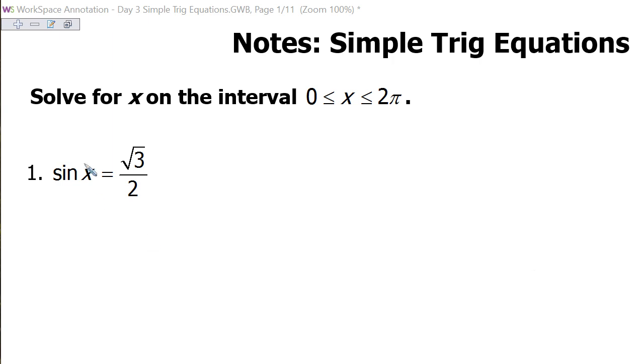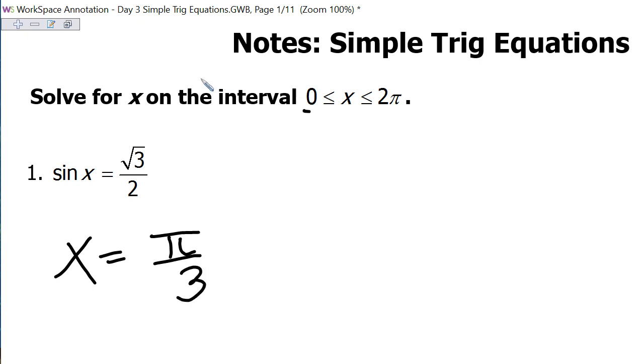Pi over 3? Which would be 60 degrees. Now, make sure our interval is in radians. So don't use 60 degrees. Your answer needs to be in radians.